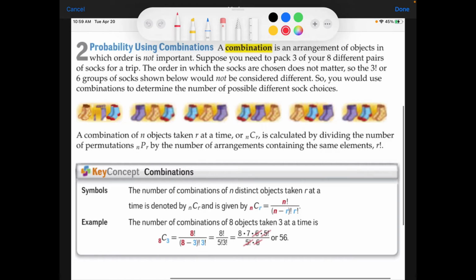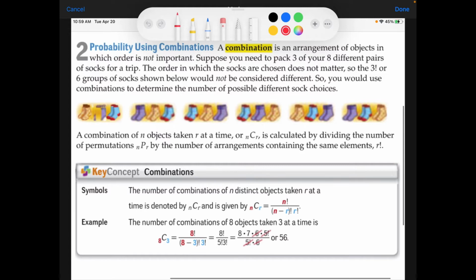Okay, so here we are with combinations. A combination is obviously an arrangement of objects, but the key point here is that the order is not important. Whereas in permutations that we've seen earlier, order is important, like for example, first place, second place, third place. In this case, the order has no say, it doesn't really matter, okay?